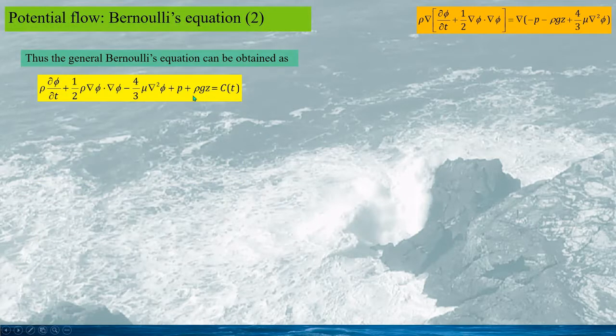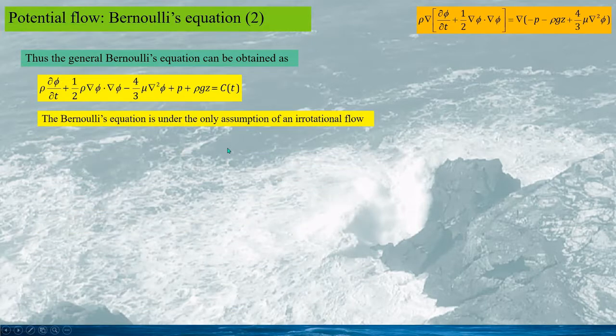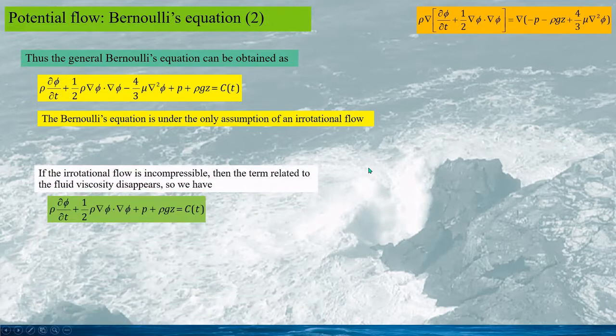So the integral form for the irrotational flow is given by this. This is the general Bernoulli's equation under the only assumption of an irrotational flow. Here, we don't make the assumptions of inviscid flow or incompressible flow. If the irrotational flow is incompressible, then the term related to the fluid viscosity disappears. So we have the conventional Bernoulli's equation for irrotational flow.